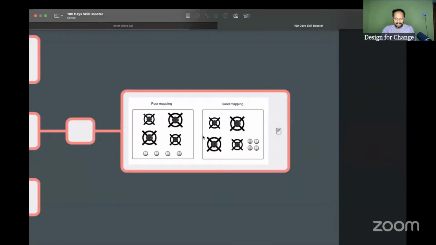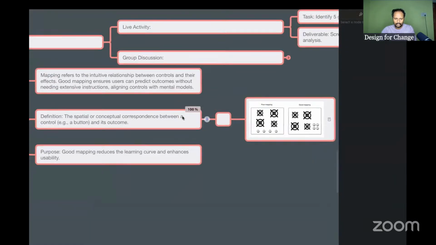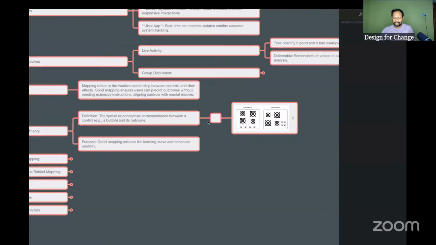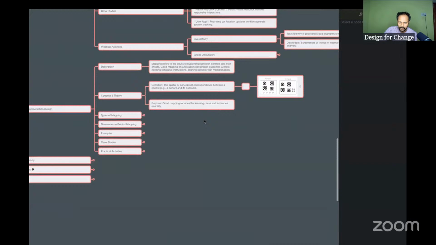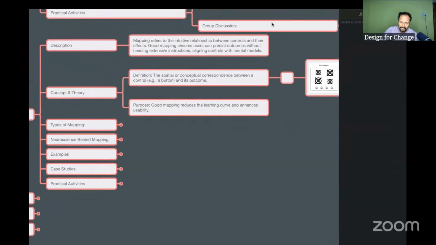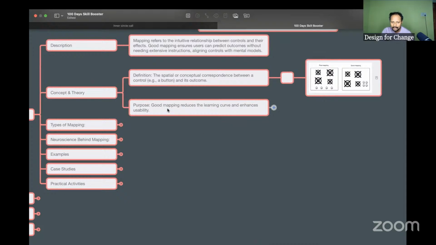Fine, guys. So now this is an example of mapping, and it's not very easy, guys. I'm telling you, this is not really an easy topic, but you can understand many good examples. But as you go forward, you will get a little confusion as well. That is why I'm showing you as many examples as possible, but I'm sure you will be able to get it over time. So good mapping reduces the learning curve and enhances usability.